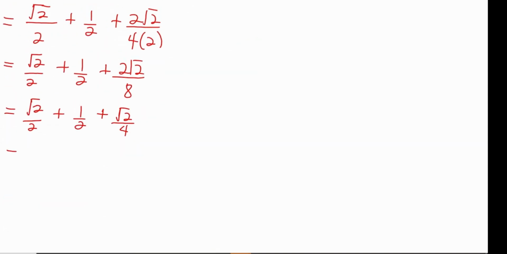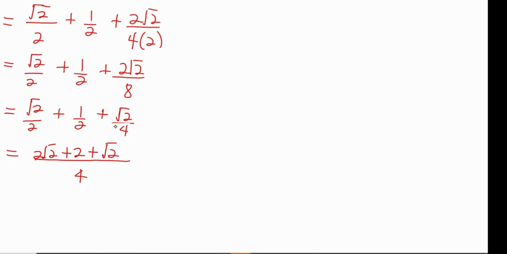the LCM here, so divided by 4. Now 4 goes into 2, we know we are left with 2, so 2 multiplies 2 square root of 2, and 2 goes into 4, 2. Now 2 multiplies 1, you have 2, plus 4 goes into 4, 1, and we have square root of 2 here.